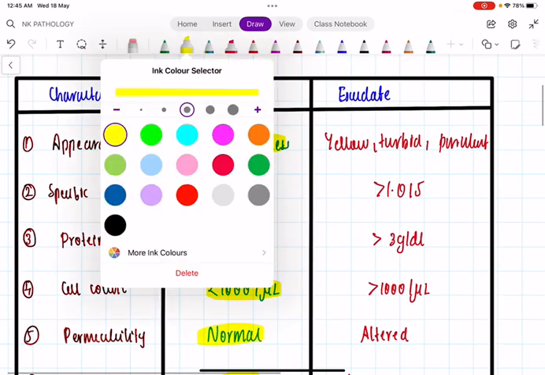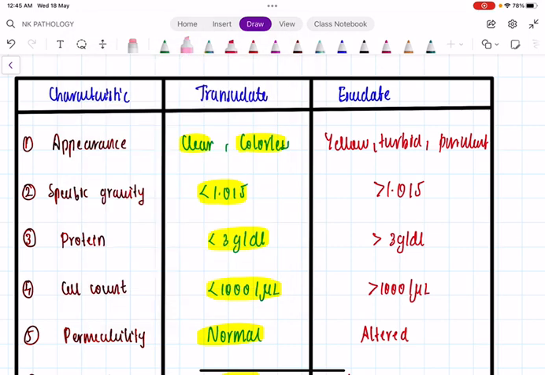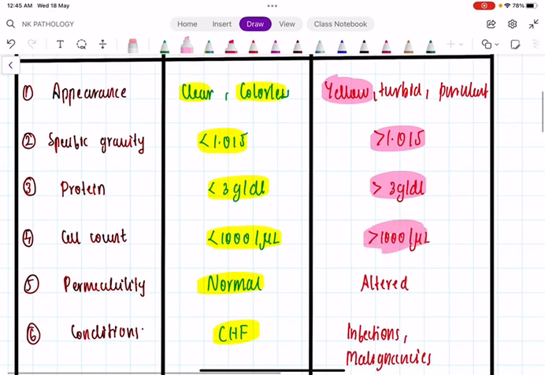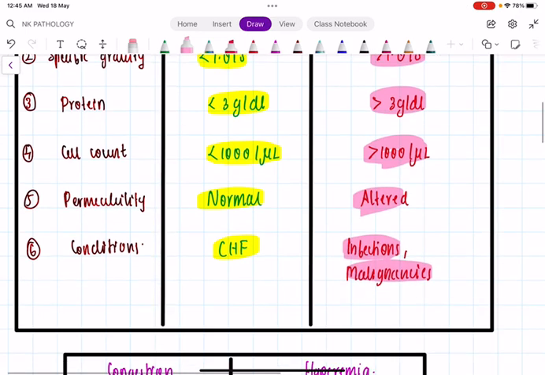Whereas, let us come to exudate. It is yellow. Specific gravity is more than 1.015, with protein more than 3 gram per deciliter. So it indicates exudate is inflammatory. Cells more than 1000, again inflammatory. WBCs are more. Permeability altered. You will get it in infections and malignancies.